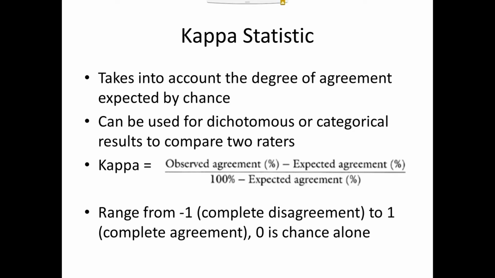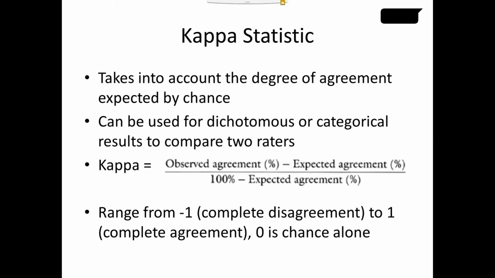So instead, in these situations, we prefer to use something called the Kappa Statistic, and it takes into account the degree of agreement expected by chance. So you can use it for either dichotomous or yes/no type questions or categorical results. So if there's a test with 4 or 5 possible categorical outcomes, it can be used as well. And it compares the results of 2 raters. And the 2 raters can be 2 different raters or the same rater at 2 different time points.